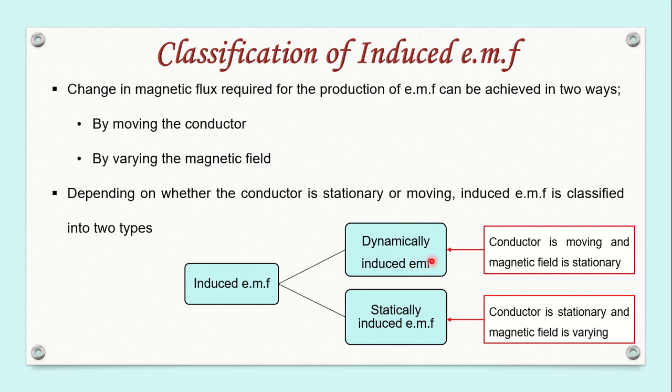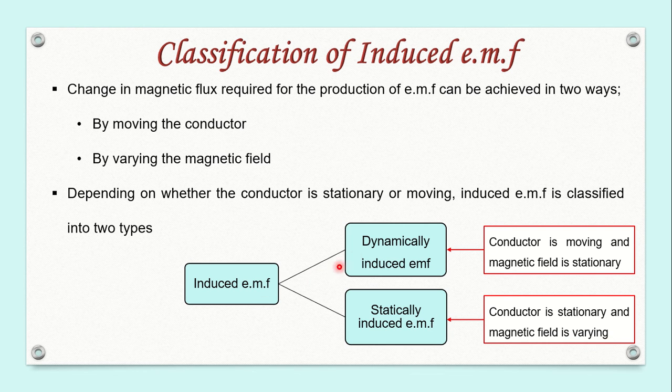So dynamically induced EMF: dynamics, the term is related to motion. So dynamically induced EMF is the EMF produced when the conductor is moving and the magnetic field is stationary. Next one is statically induced EMF. Statically, the name indicates that the conductor is stationary. So statically induced EMF is the EMF produced when the conductor is stationary and the magnetic field is varying or moving.